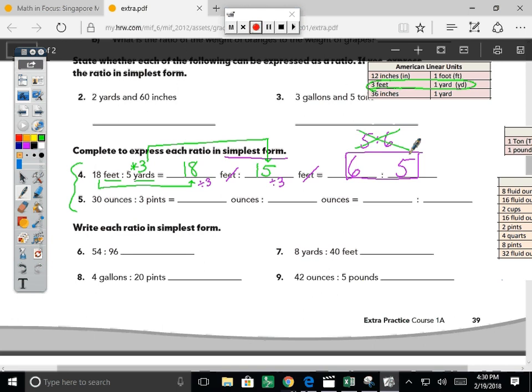All right, let's take a look at number 5. And hopefully you're noticing there's a problem here. I have ounces compared to pints. And we don't really use these units a whole lot, probably, unless you're really big on cooking or I can't think of why else you would need those things.